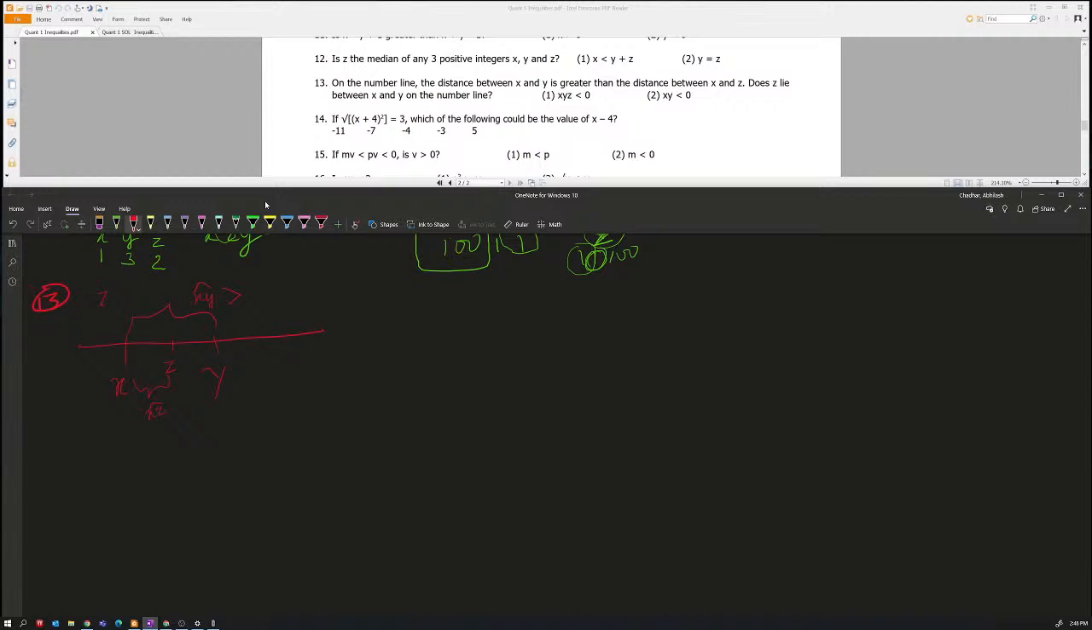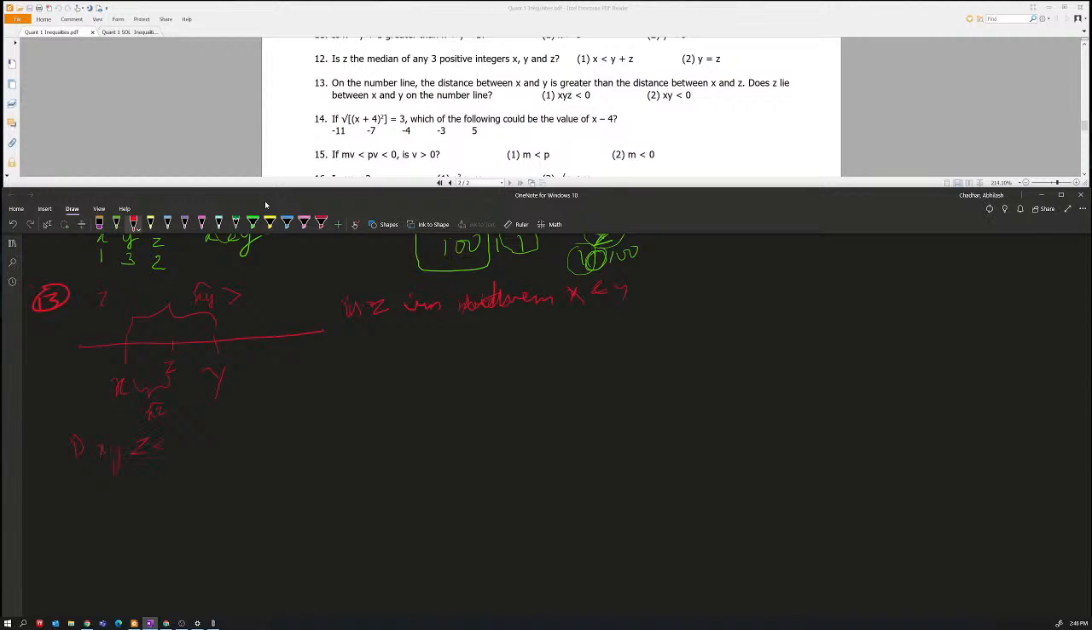So does z lie between x and y on the number line? Here at least it lies, but it could also not lie. So let's see the conditions. Is z between x and y?